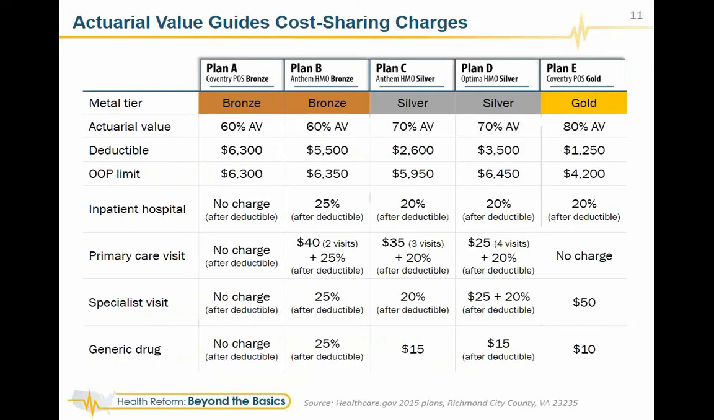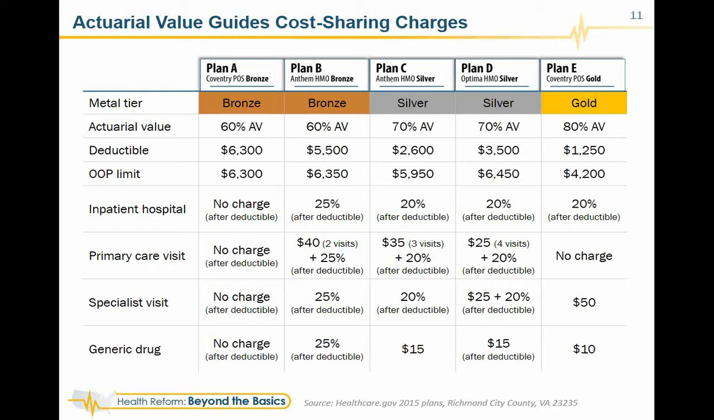And for your purposes, when you're actually looking at plans on the website, you're going to see that actuarial value is basically a guide to how insurers set their different costs under their plan, their out-of-pocket costs, the charges to the consumer. So you can see here on this chart, these are just examples from 2015 plans of different types of metal levels and different levels of cost sharing.